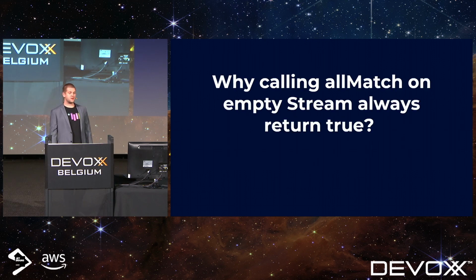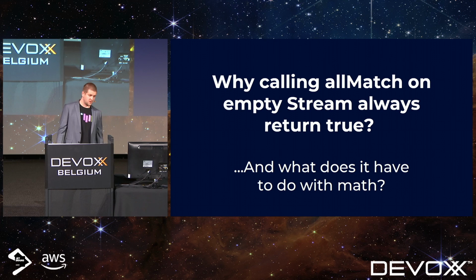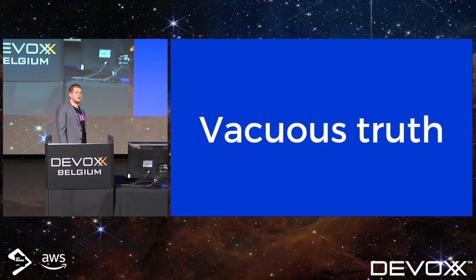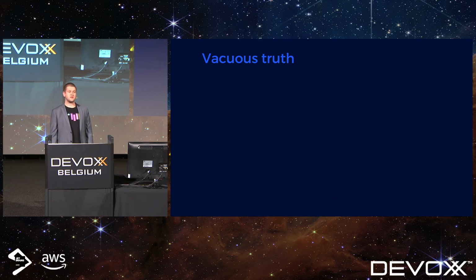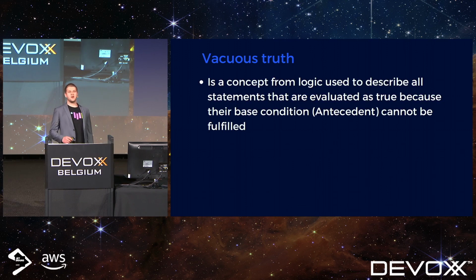But let's go back to the basic question. Why does calling allMatch on an empty string always return true, and what does it have to do with math? So the reason behind this is vacuous truth. And it is a purely mathematical concept that originates from the branch of mathematics known as logic, and is used to describe all the logical statements that are evaluated as true because their base condition or antecedent cannot be fulfilled.